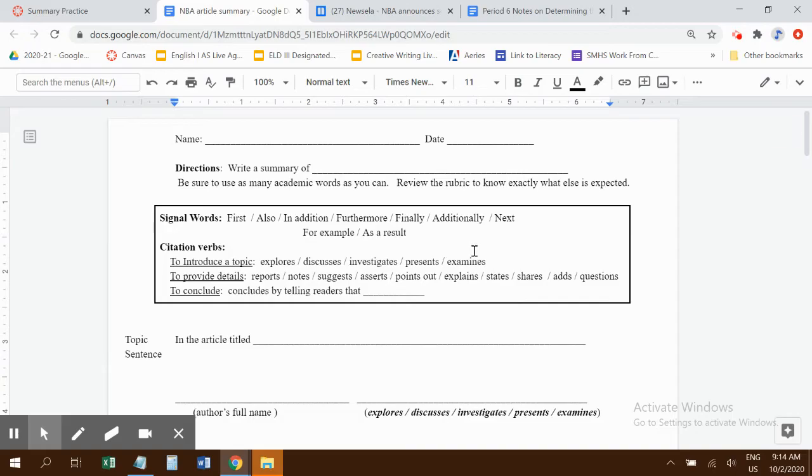We are going to look at how to use this summary frame to write a complete summary of an article. We started doing this a few days ago, but I think we decided this would be a better way to learn it. So before I start, I know I need three things.